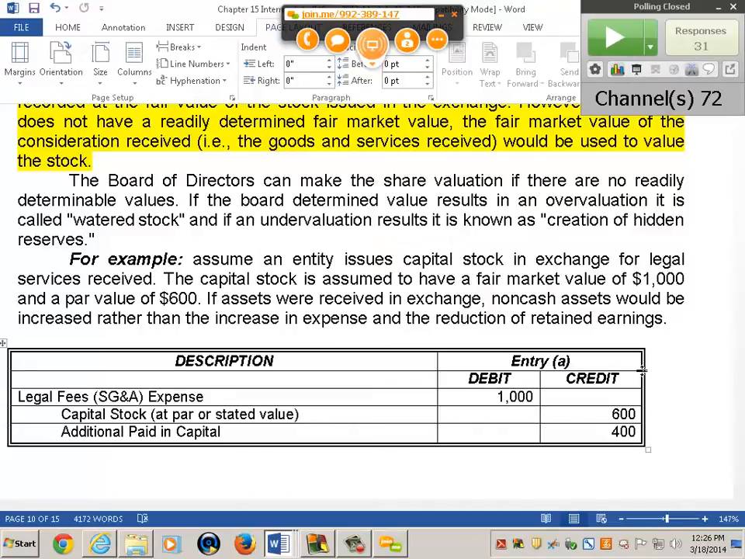And essentially the entry is what? Debit legal fees, credit common stock at par, and credit APIC. So that's the way we think of things in the U.S. Under IFRS, the approach is to use the value of the services received first. Then if you don't have that, use the value of what you give up. Slightly different perspective, and you could get some different results.